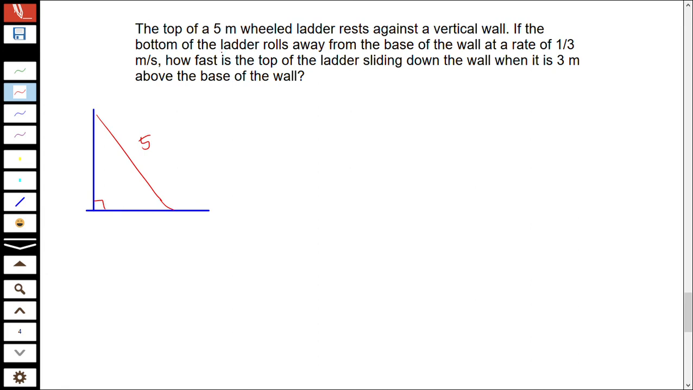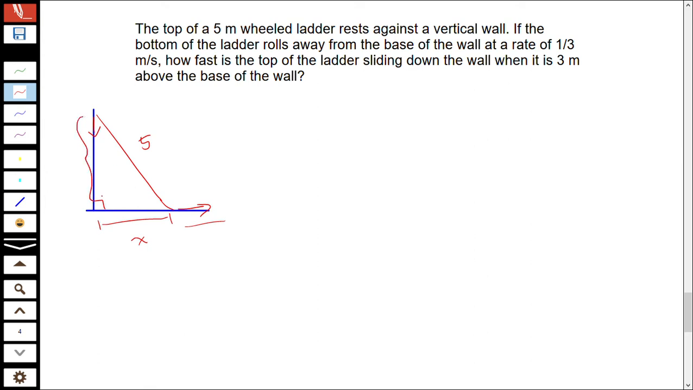And we have the bottom of the ladder that's rolling away. So in this triangle, the bottom length is going to be increasing. Okay, so first let me give that a letter. I'm going to give that a letter of x, and it's going to be increasing at a rate of 1/3, so a third of a meter every second. And when that's going this way, they're asking, well, what is the rate when the top of the ladder is coming down? So this side of the triangle is going to shrink every second.